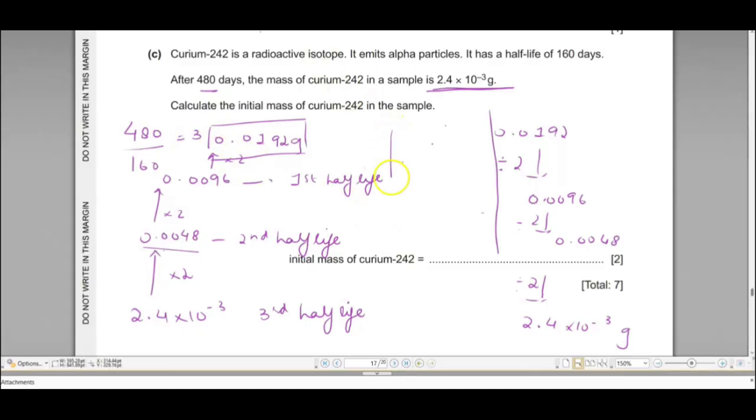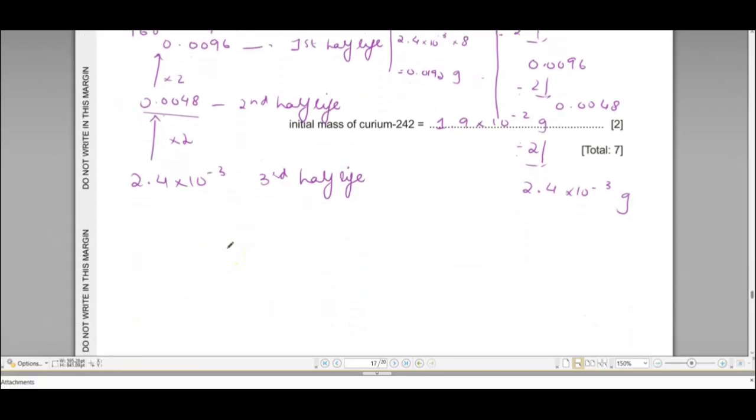Secondly, we have this method where you multiply the mass by 2 cubed, for 3 half-lives. So the mass is going to be 2.4 times 10 raised to the power minus 3 multiplied by 8, which is going to give you 0.0192, which is the same, and you can just write 1.9 times 10 raised to the power minus 2 grams as well. So you can follow whichever method suits you. No issues with that. This, I think, is a better way to explain what has been done. But it's up to you guys.